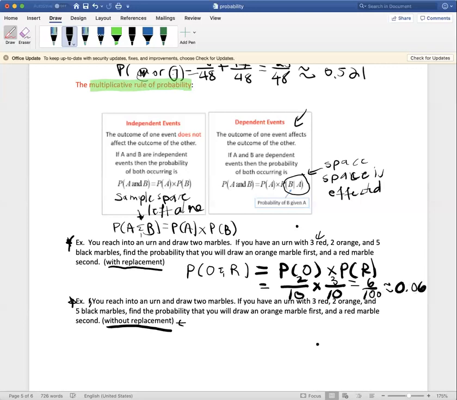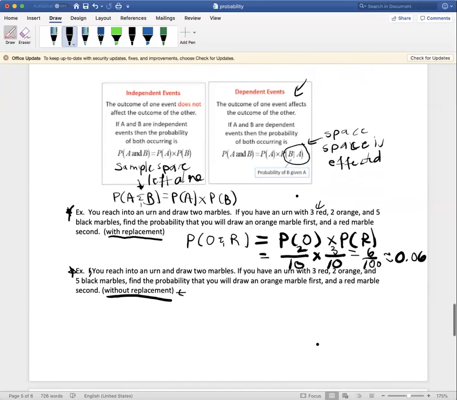Well, let's compare that with this next one. This says the same exact directions, except this time we don't replace them. So the probability of an orange times the probability of red, it's going to be the same thing, except it's the probability of orange for the first pull times the probability that our second one is a red, given we drew an orange in our first try.